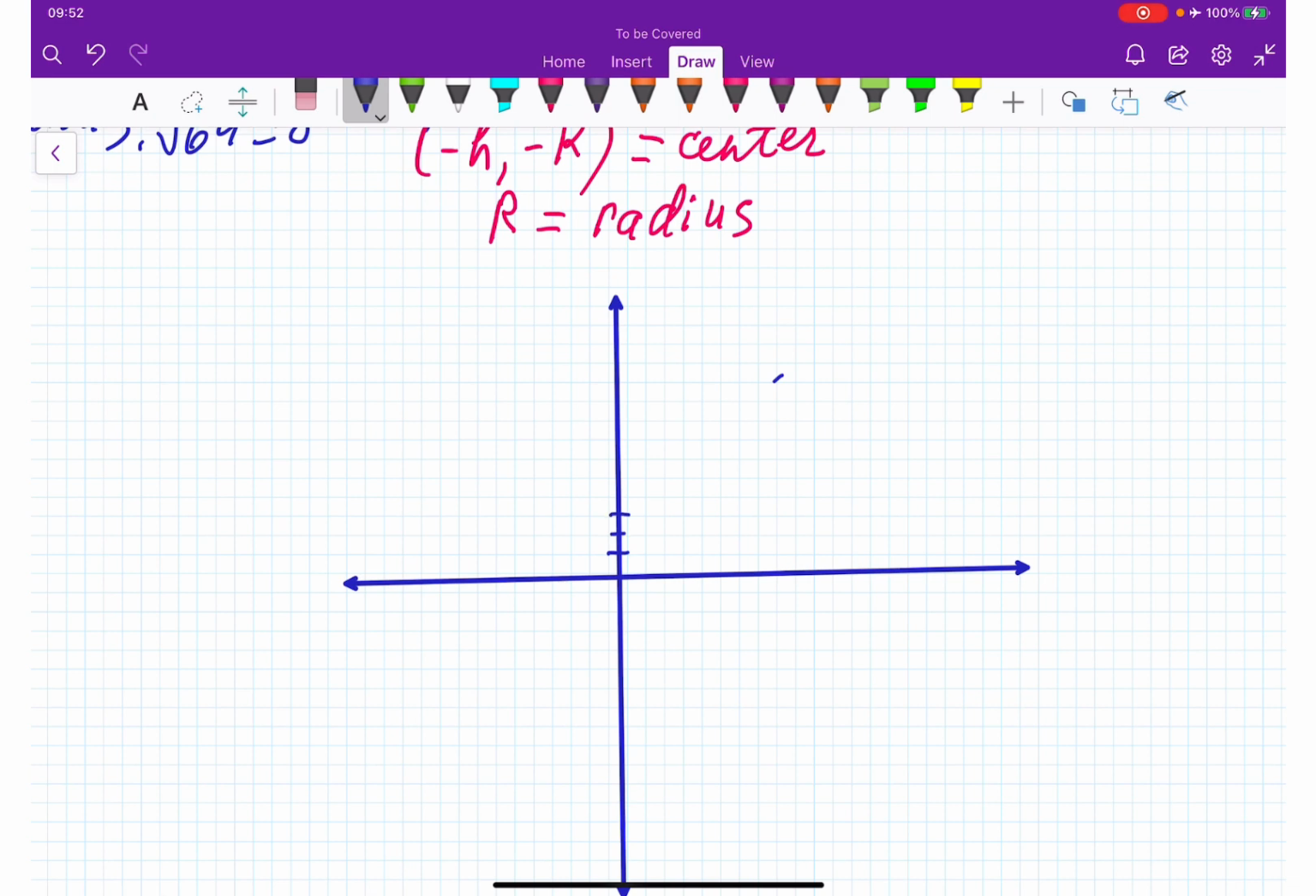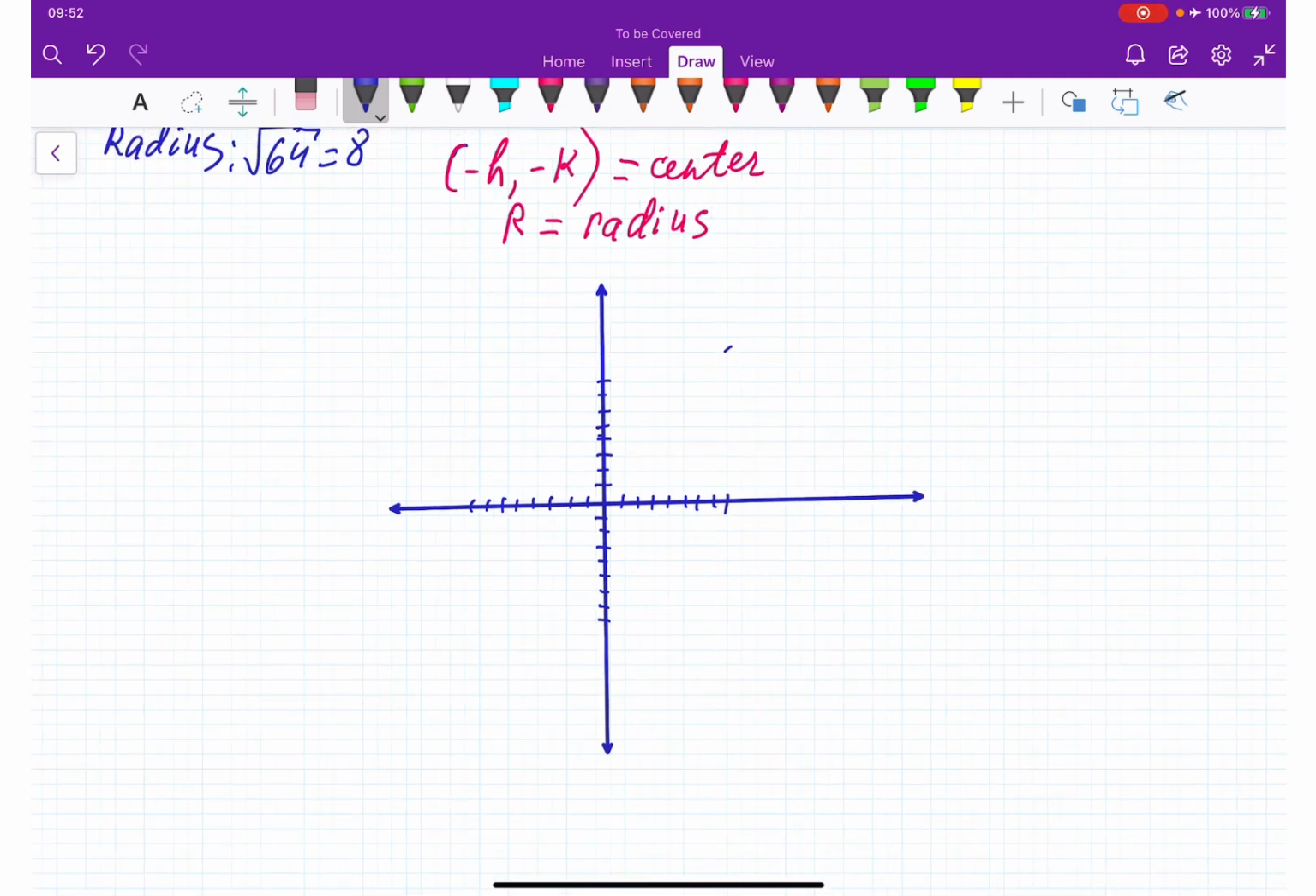1, 2, 3, 4, 5, 6, 7, 8. In each direction, counting 8 units. Obviously, it's going to be approximately, not precise, but I think we can do it. And the center is going to be 0.